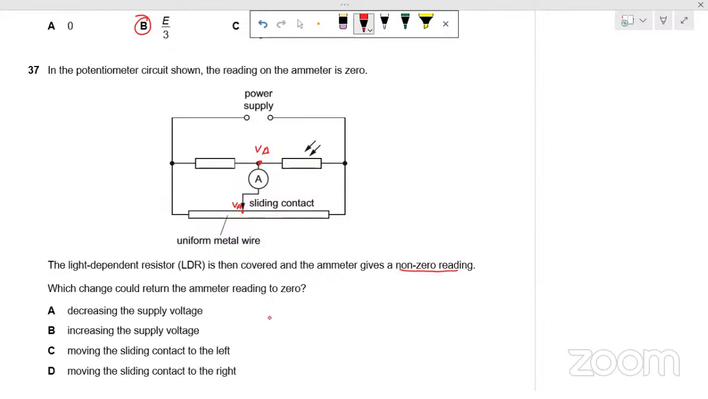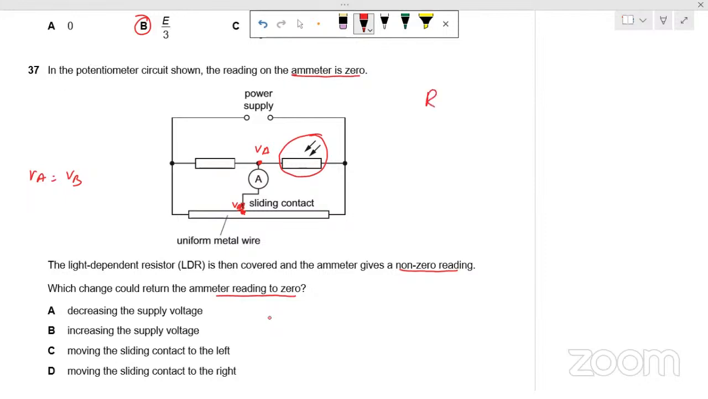The light dependent, oh sorry. Initially the ammeter reading is 0, so the voltage at A is equal to the voltage at B, these two points. But when this is covered, no light hits this resistor. So then there is a non-zero reading. So what change will bring this ammeter reading back to 0?